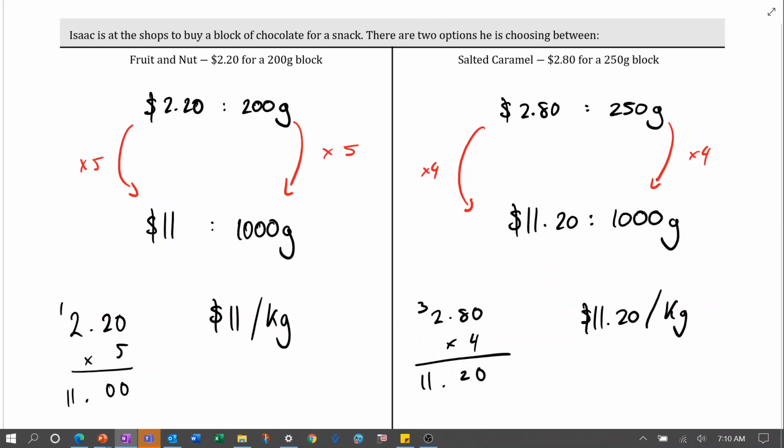So which is my best buy? Is it this one or is it this one? And clearly, after all of that, my best buy is going to be this one because it's $11. So it's cheaper. 11 is cheaper than 11.20. And there we go. That's how you approach these problems. Hopefully all that made sense.